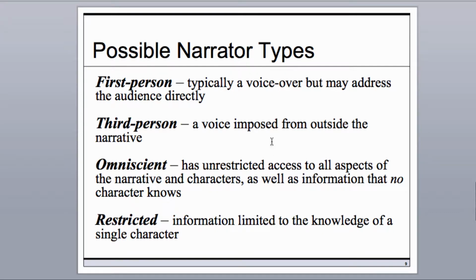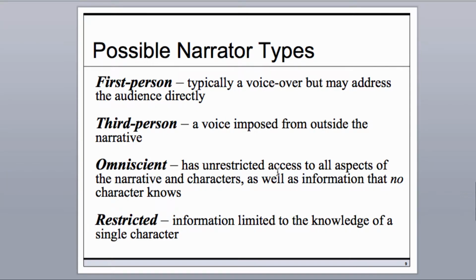Narrator types. First person, you hear a voice, but it may address the audience directly. In other words, you're sitting in the theater and you hear this voice come to you and talk to you. It's called a voice over, a voice that you will identify with in some way to a character in the film. That's first person. Third person, the voice is imposed from outside the narrative. In this case, a third person would be someone you don't really know in the film who's talking.